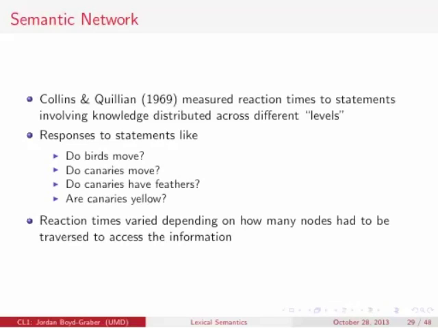So if you ask the question, do canaries have feathers? That's a property of birds, so you only have to go up one level. If you ask, are canaries yellow? That's a property of canaries, so you get a very fast reaction. But if you ask, do canaries have skin? You have to go up quite a few levels in order to retrieve that information.